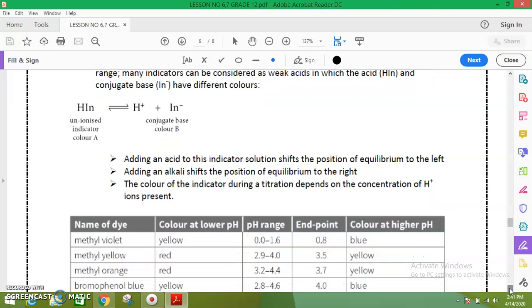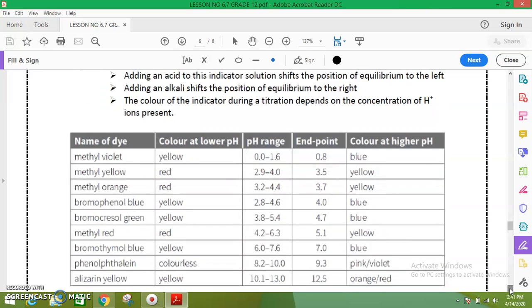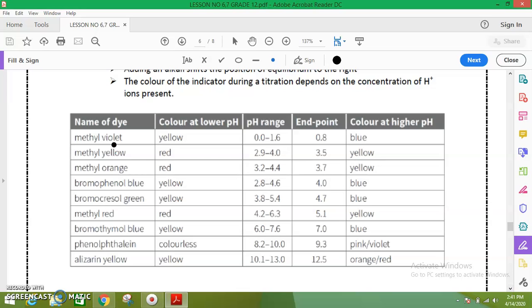How many types of indicator are there? These are the many types of indicator you can see in this table. What is the color at low pH, what is the color at high pH, and what is the pH range? Actually, we depend here on the pH range, and at what point you get the end point when the color changes. If you got a pH of 3.5, it means the suitable indicator is methyl yellow. So this table is information for you.